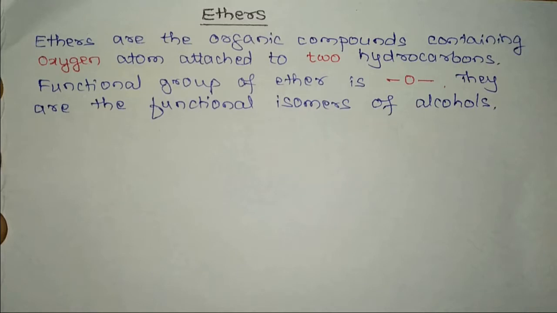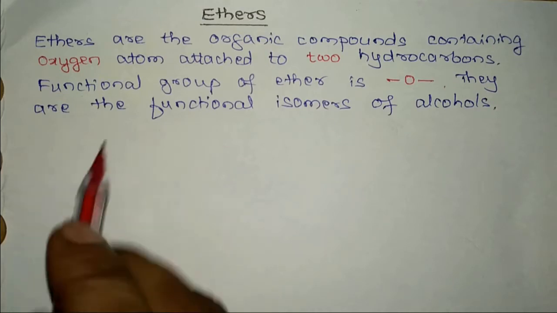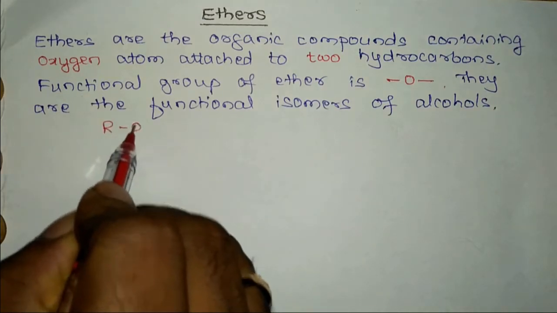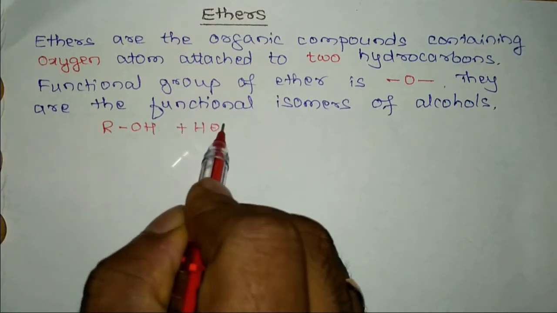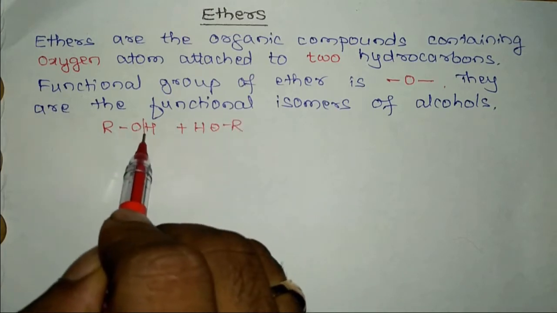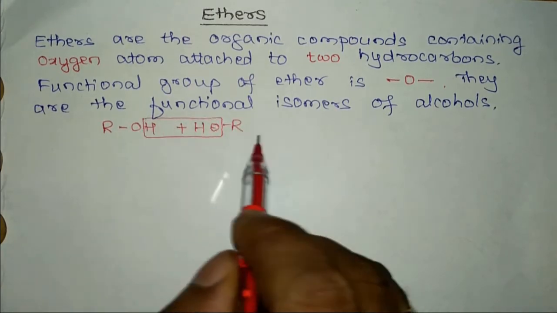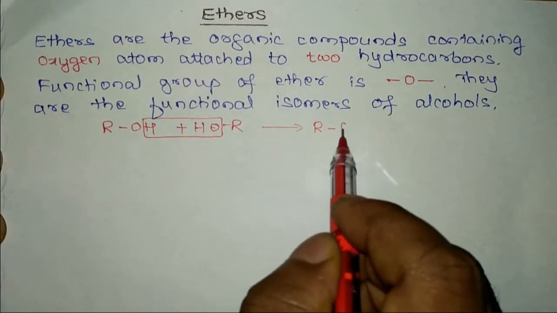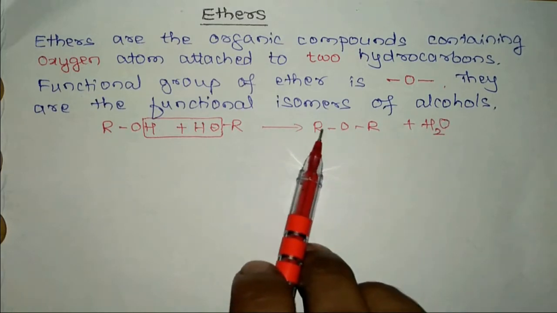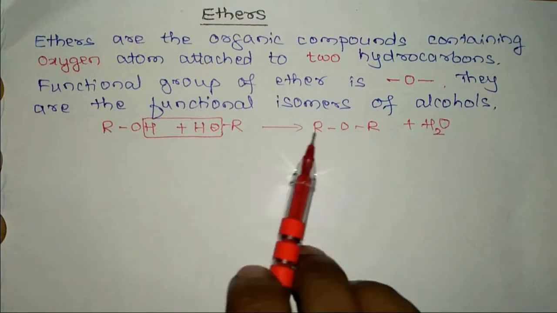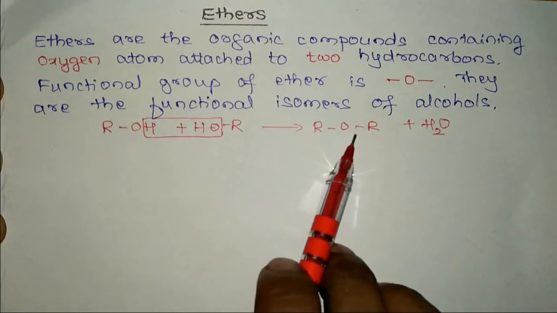Since ethers can be obtained by the elimination of water from two molecules of alcohol, they are also called anhydrides of alcohol. Suppose this is one molecule of alcohol, ROH. This is another molecule of alcohol, ROH. Eliminate a molecule of water like this. You will be left with ROR plus H2O. Here these two are hydrocarbons.